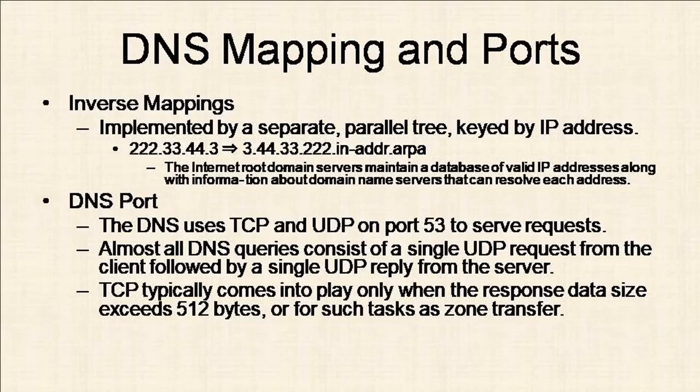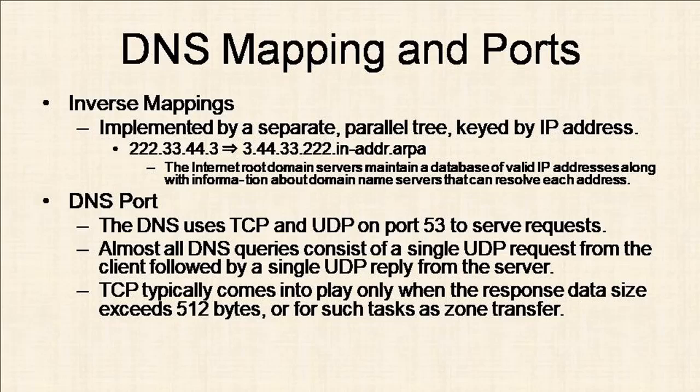But if there is a large packet, then you need to be careful, because the ultimate aim of every service is to give best-effort delivery. That is the reason TCP typically comes into play when the response data size exceeds 512 bytes, or for tasks such as zone transfer. So don't say blindly that DNS will directly use UDP. DNS uses UDP, well and good, but DNS will also use TCP when the response data size exceeds 512 bytes.